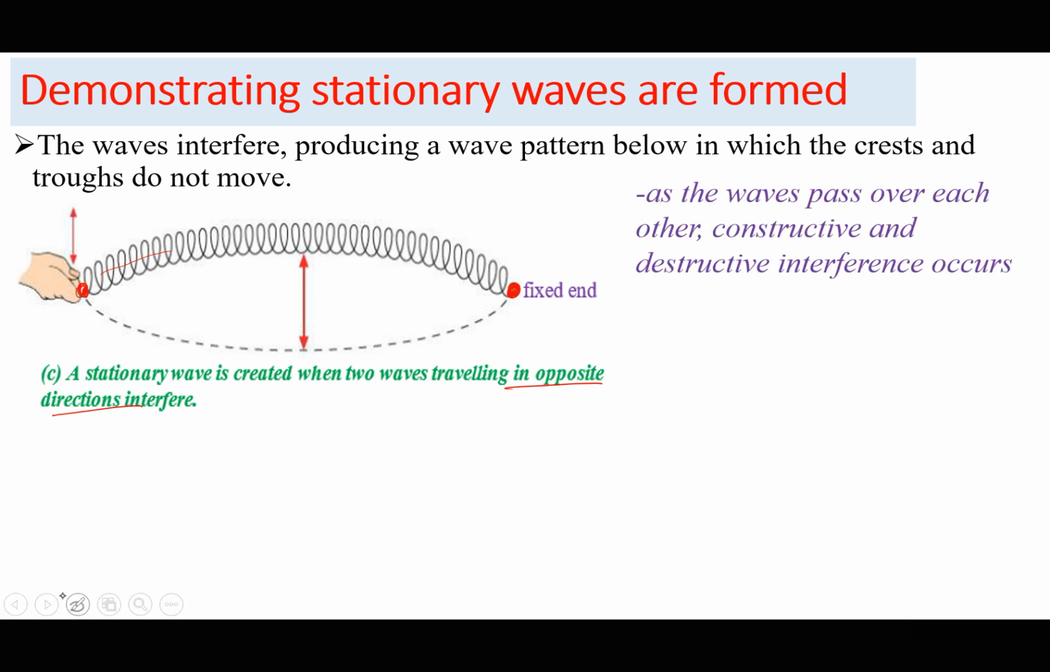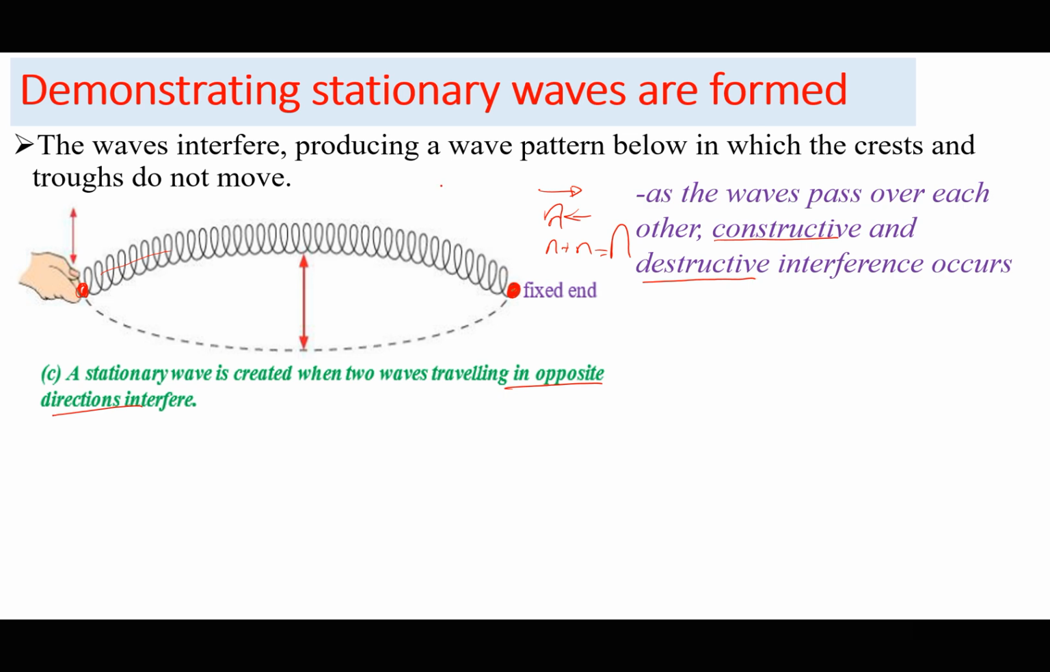As the waves pass over each other, constructive and destructive interference occurs. We shall talk about the types of interference later on, but these are the types: constructive and destructive. Of course, their English meaning relates to what they really mean in physics. For example, when constructive interference occurs, a crest of the incident wave has met with a crest of the reflected wave. So what happens when a crest adds to a crest? The resultant is going to be a bigger crest.